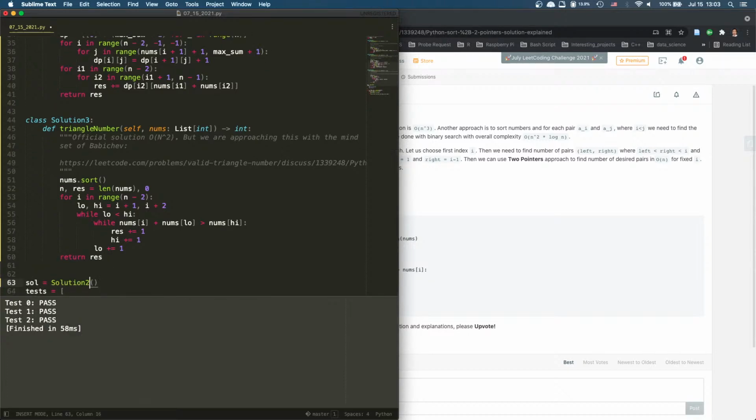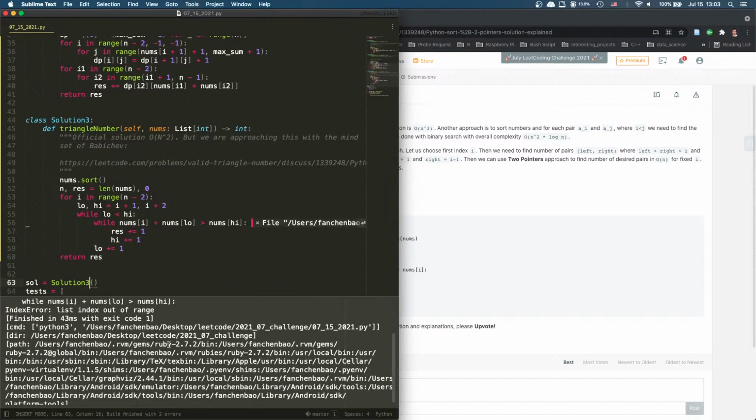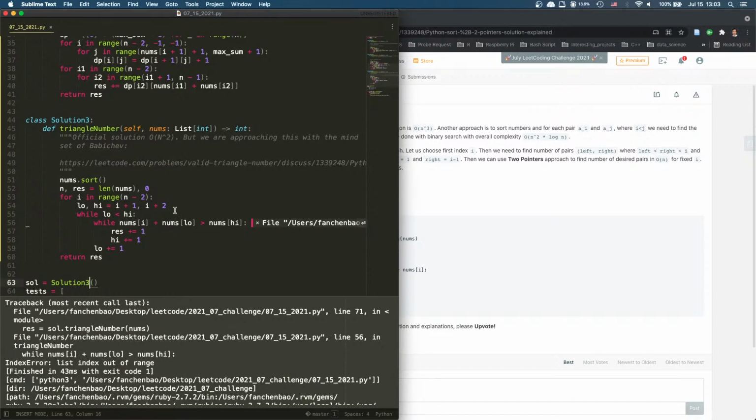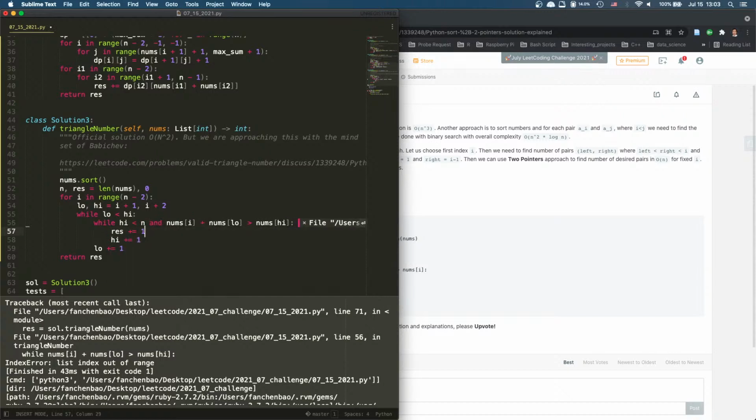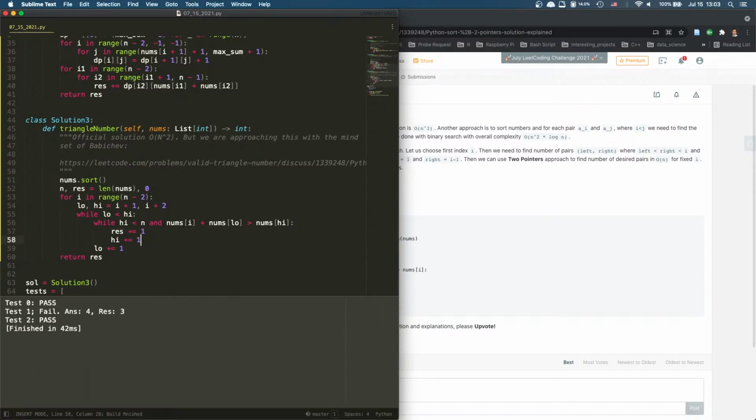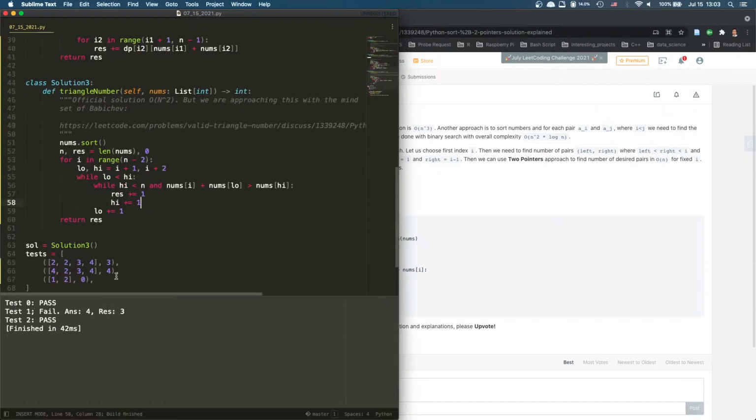Try it. Solution 3. We have index out of range. So high can keep adding if these two are larger and larger. We do need to have while high is smaller than n. Okay, we fail on this one. Why is that?